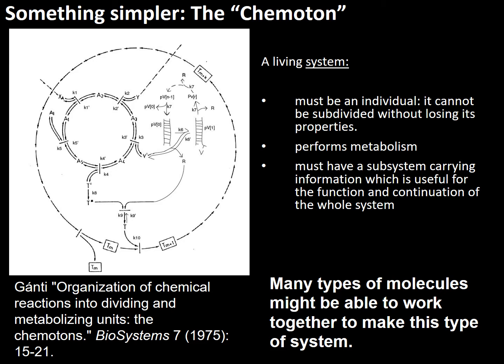And what I think is really significant about this kind of conception is that it takes into account the relative ensemble properties of the subsystems without really saying what the molecular identities of those subsystems have to be, right? So in fact, many types of molecules might be able to come together to make a chemoton-like whole.